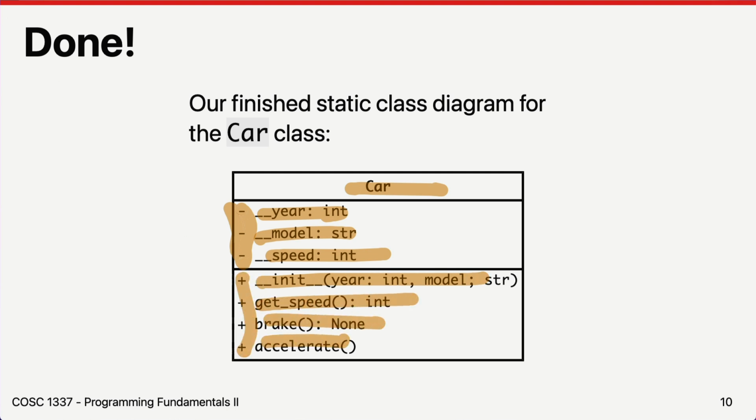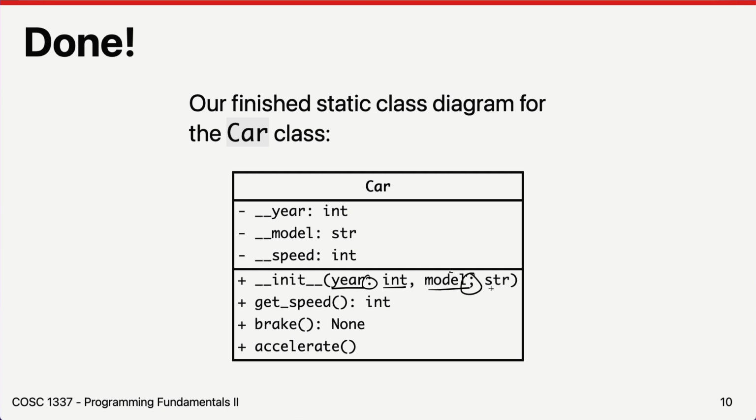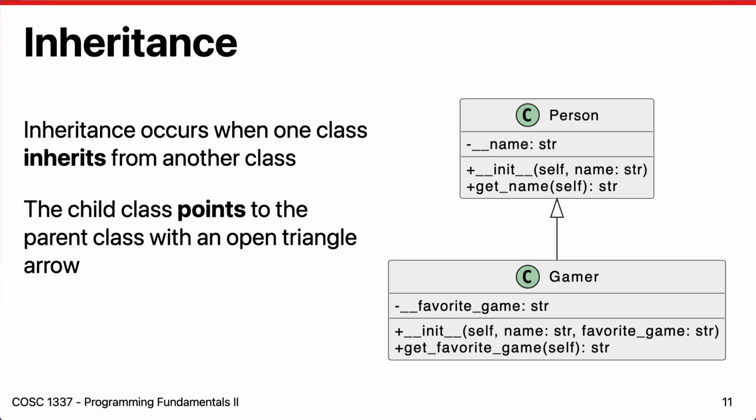And you'll notice here that for the parameters, we do name: type. Name, and that should be a colon, sorry about that, type. And so name: type. That's how we specify parameters and things. And here we have a function: type. Okay, so the types always come at the end in UML. So this is what our finished static class diagram for the car class looks like.